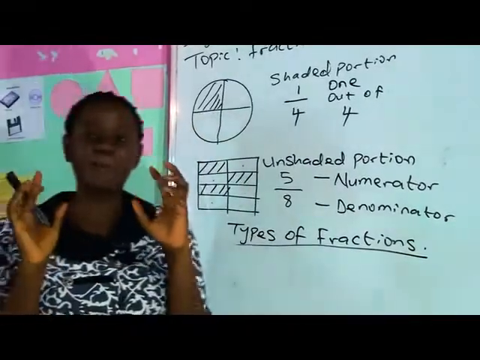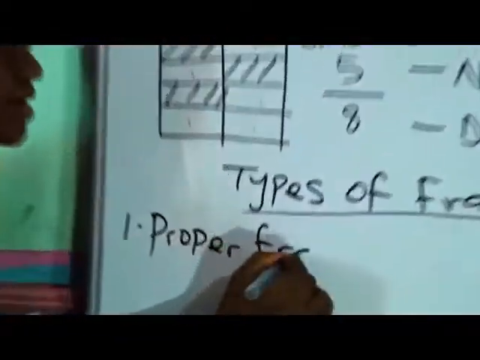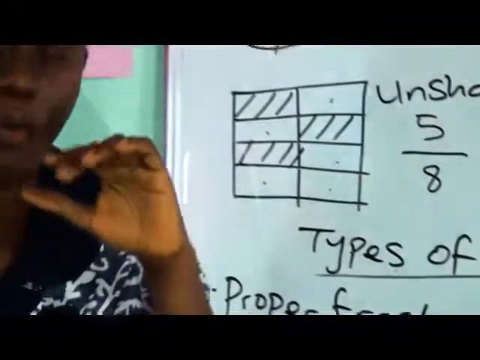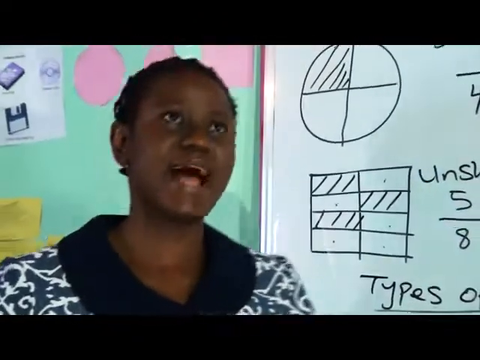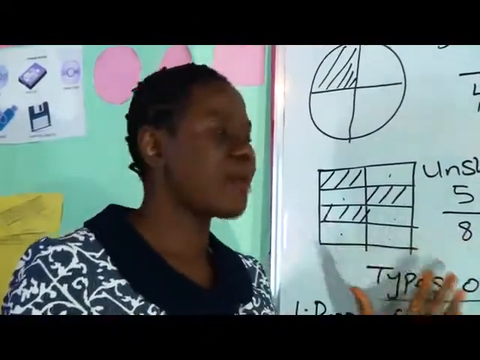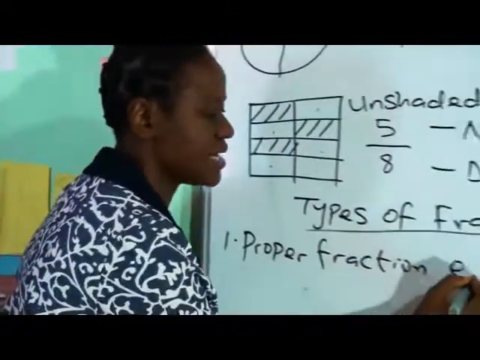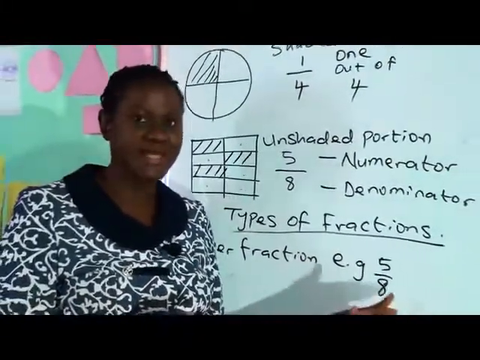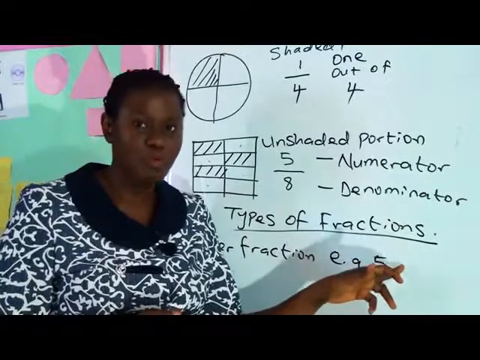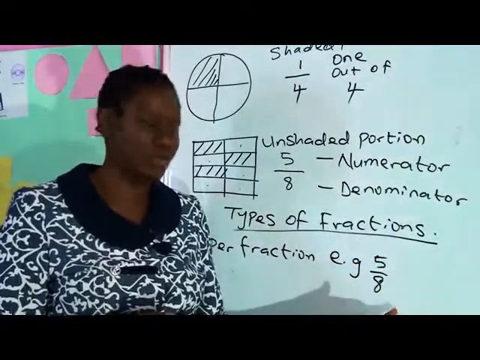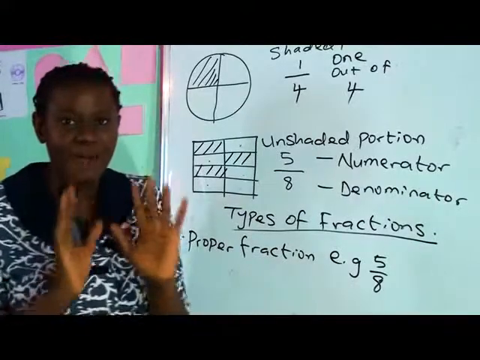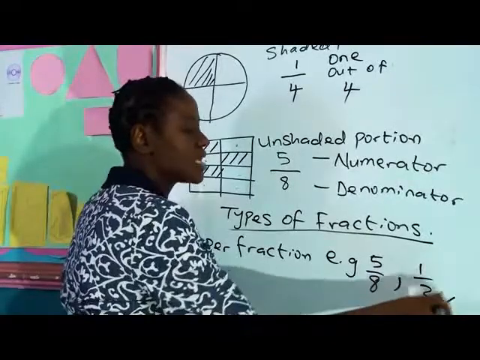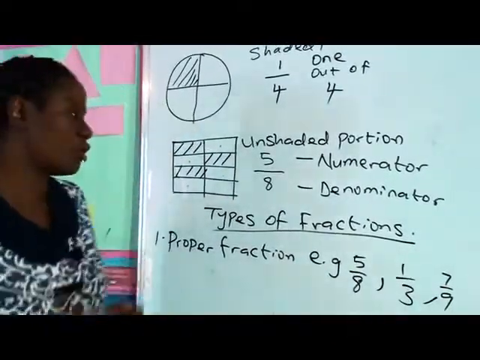One, we have the proper fraction. In a proper fraction, the numerator is lower than the denominator. It's like a father carrying the child. For instance, 5/8. The denominator is higher than the numerator. The numerator is less than the denominator. So this is a proper fraction. Another example of a proper fraction could be 1/3, 7/9, and so on.